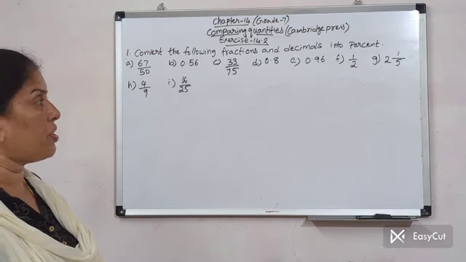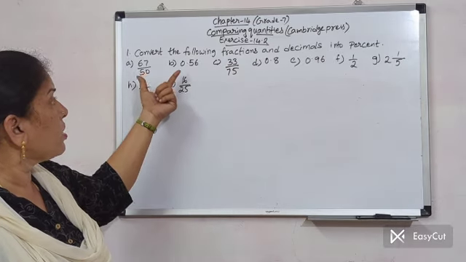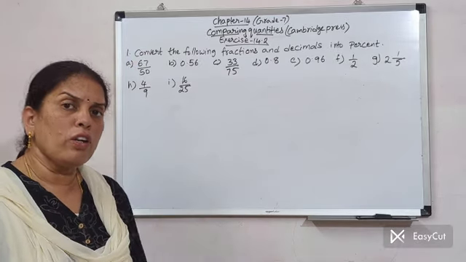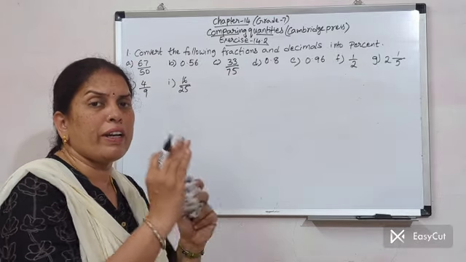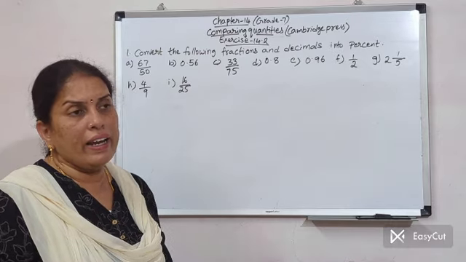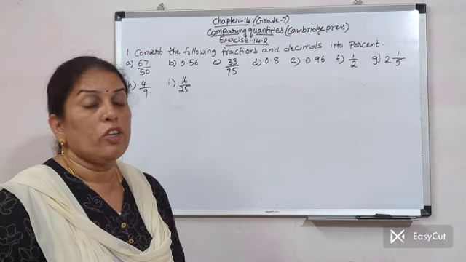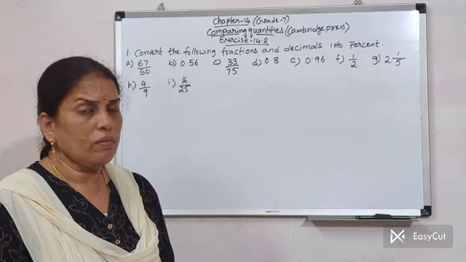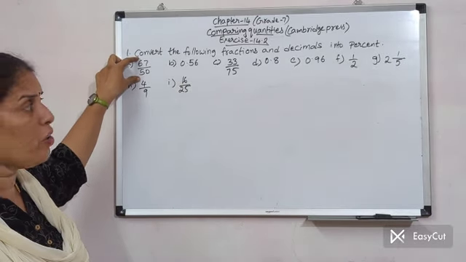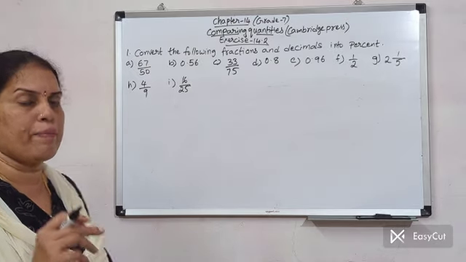Okay. What is the question? Now we will go into the question. Convert the following fractions and decimals into percent. I told you before, to convert any number into percentage, you must multiply with 100%. To convert any percentage to decimal or percentage to fraction, you must divide by 100. All of you understood? Here we are converting fraction to percentage. So what should we do? We must multiply with 100%.